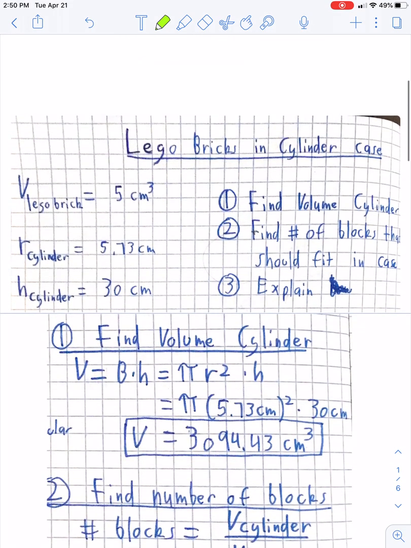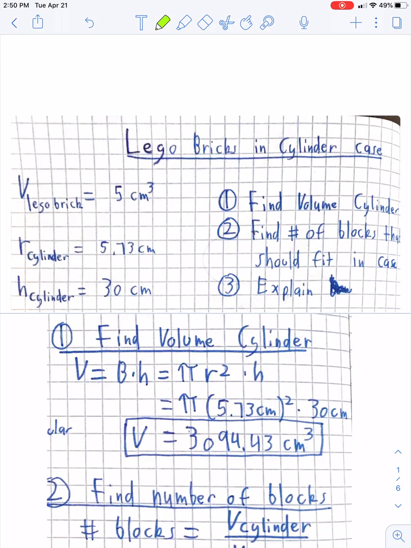Alrighty, so volume of our cylinder. An error I've seen a lot is folks forgetting to multiply by pi. So here I did pi times the radius, which is 5.73 centimeters squared, times 30 centimeters. That gave me the volume of 3,094.43 centimeters cubed. All right, next step, find the number of blocks.